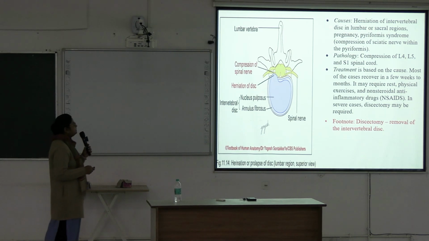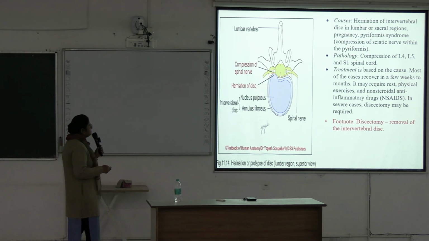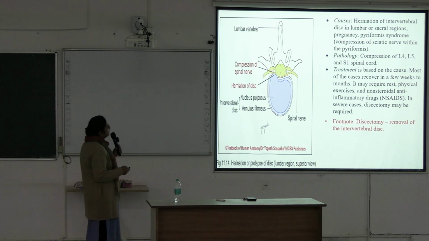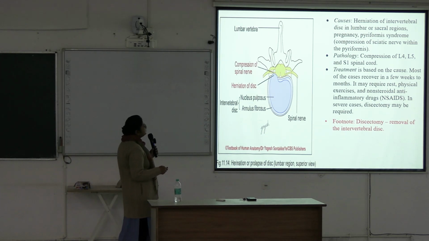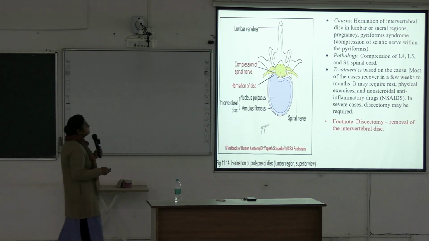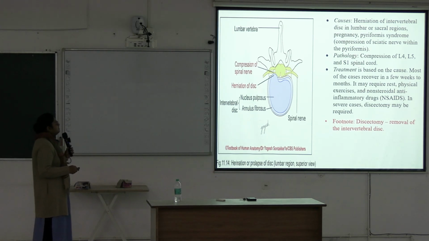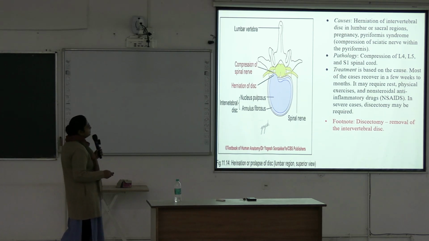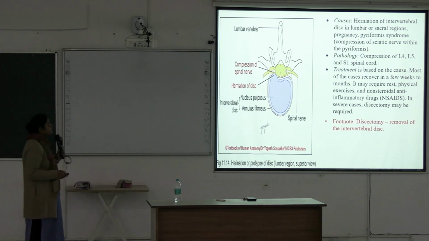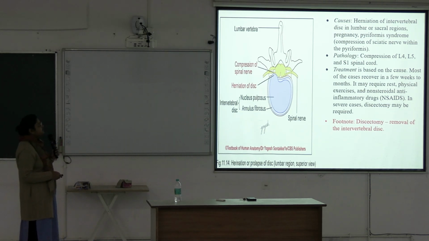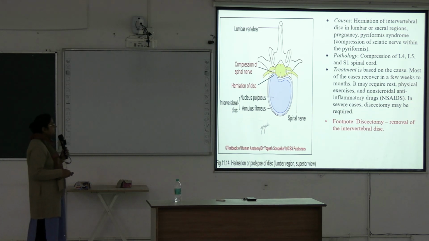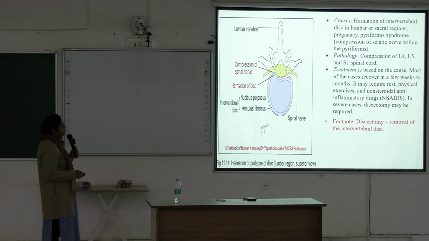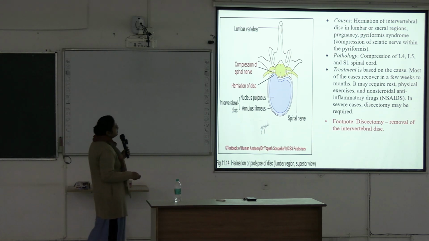The causes are herniation of intervertebral disc in the lumbar and sacral regions, or pregnancy, or piriformis syndrome, where there is compression of sciatic nerve within the piriformis, and the pathology is compression of L4, L5, S1 spinal nerve roots. Treatment is based on the cause. Most of the cases recover in a few weeks to months and may require rest, physical exercise, and NSAIDs, non-steroidal anti-inflammatory drugs. In severe cases, discectomy may be required. This will be the treatment. Discectomy is removal of the intervertebral disc.